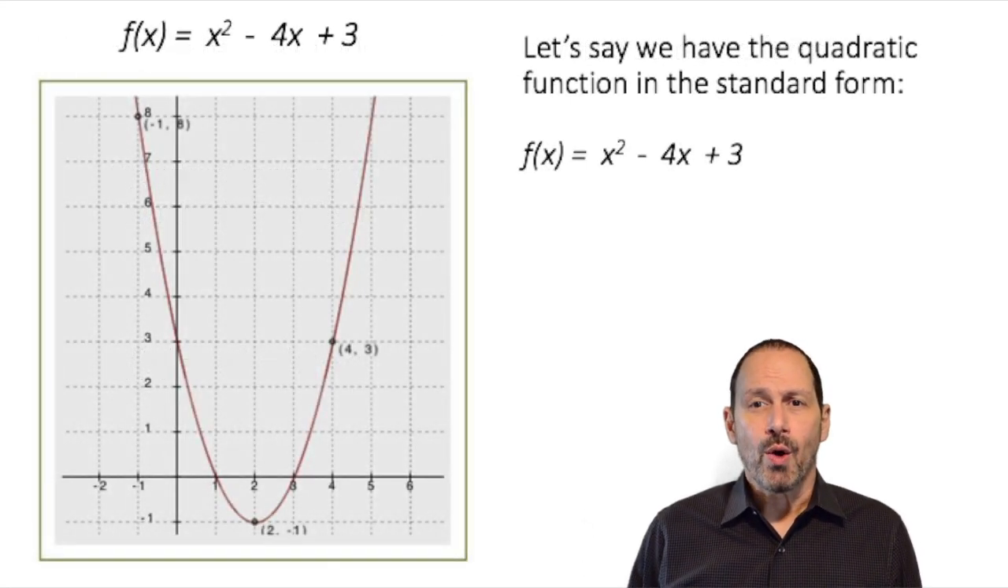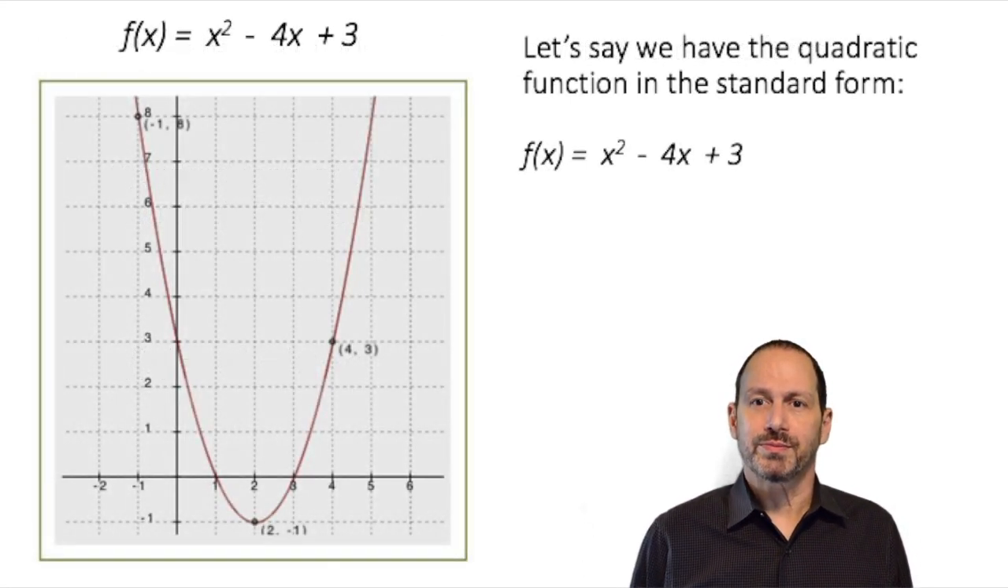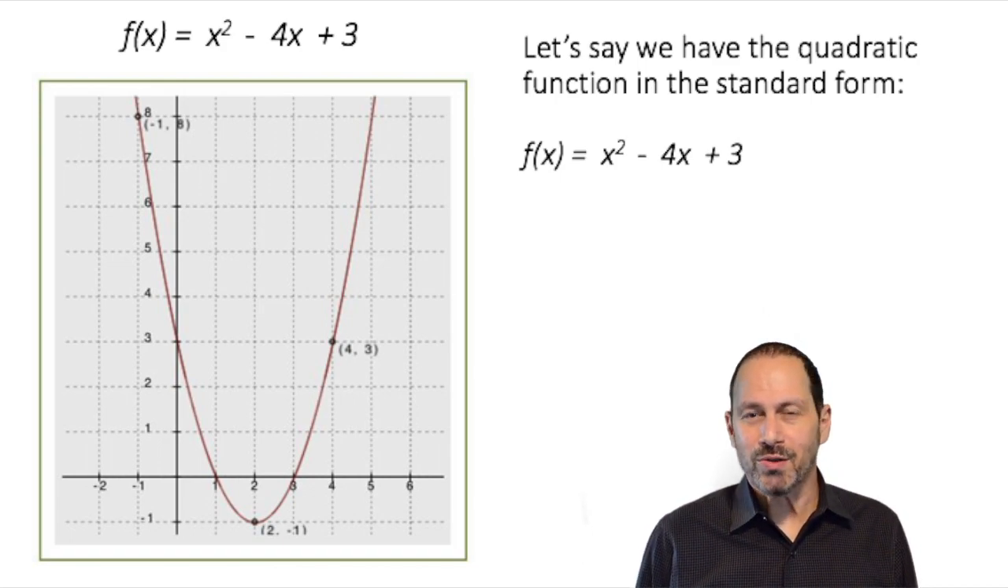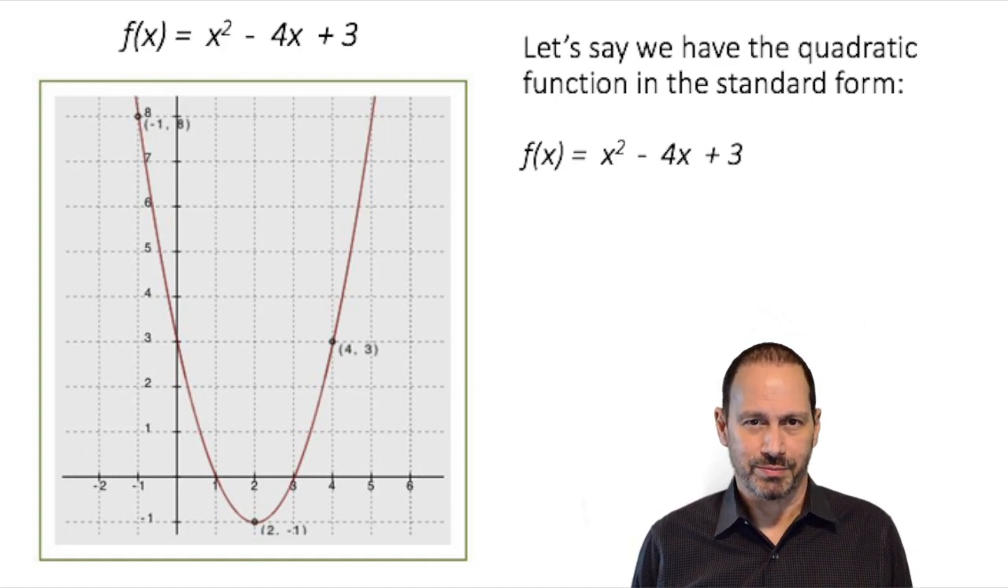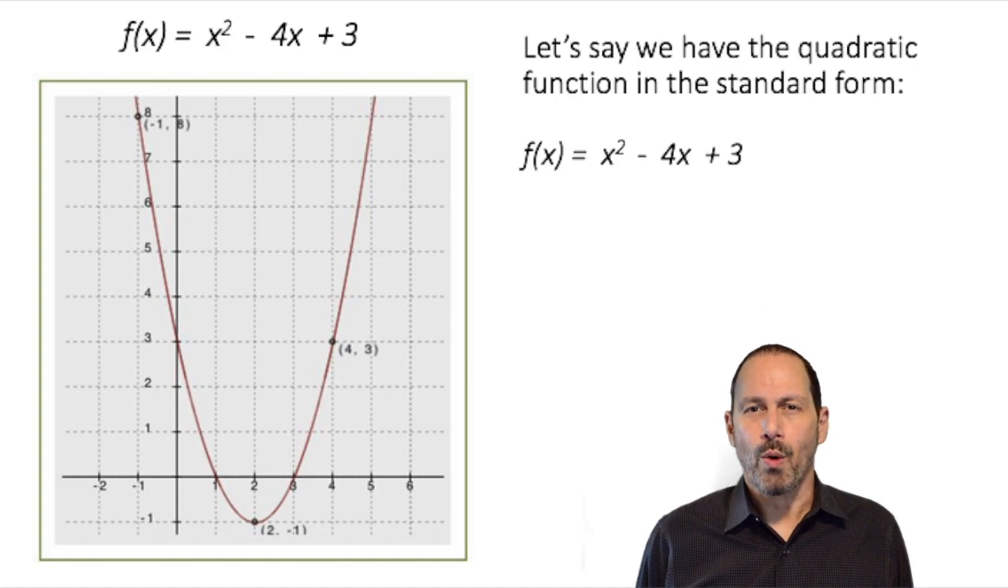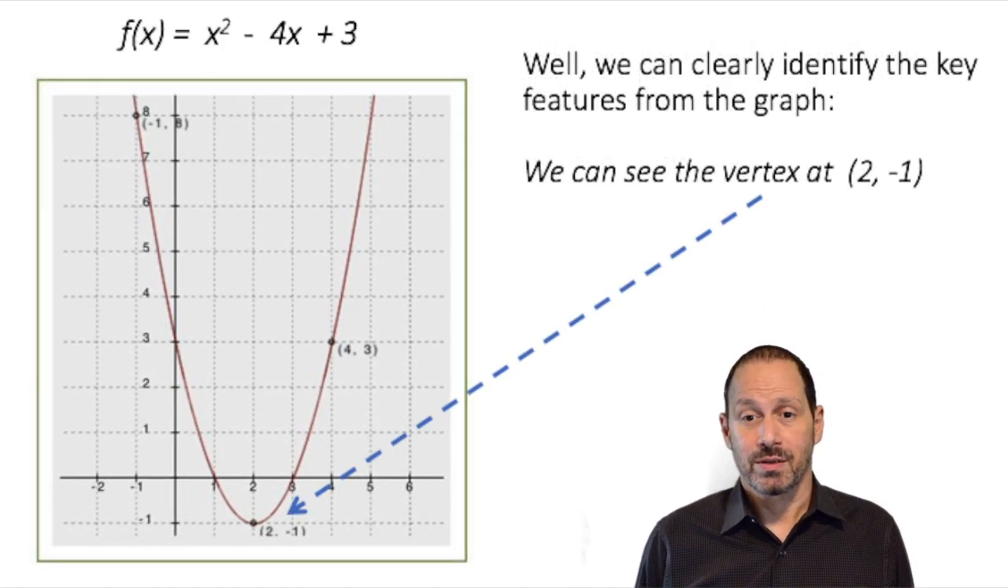Let's say we have the quadratic function in the standard form, f of x equals x squared minus 4x plus 3. That's our function. Let's see what we can explore around this.